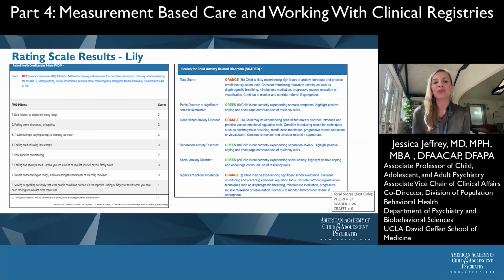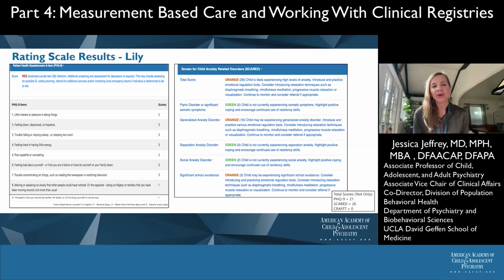So now we're looking at the rating scale results for Lily. To see the big picture of where we are with the story, remember, Lily came in talking to her primary care provider. The interviews have been completed, and now Lily and her mother are going to be completing rating scales.